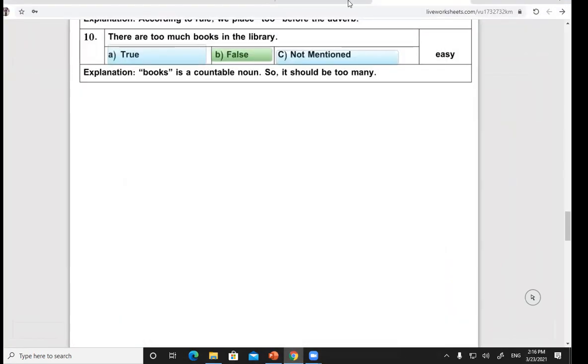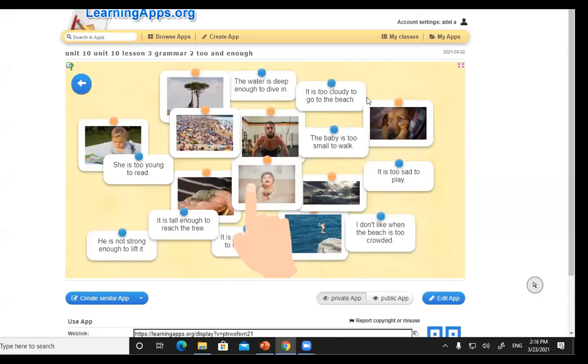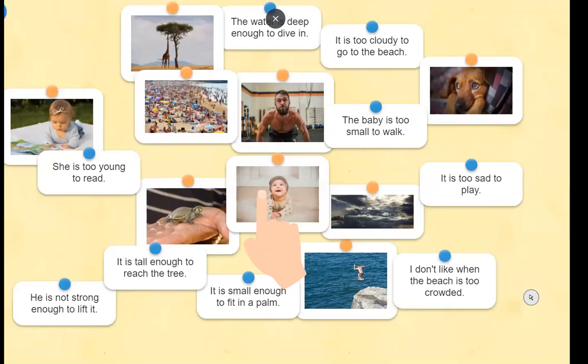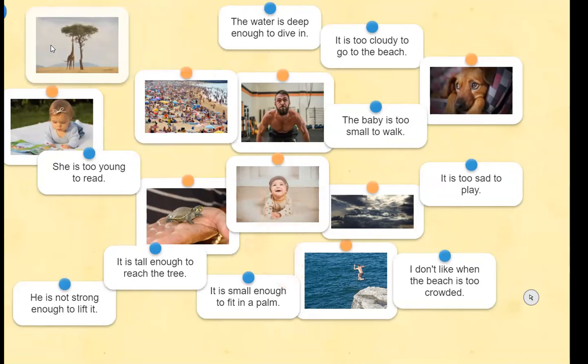So be with me for a minute. Here is my friend. Also, I have pictures. These pictures indicate also... I'll put the pictures together and I read, then we will answer.